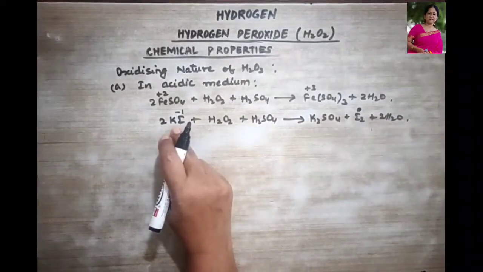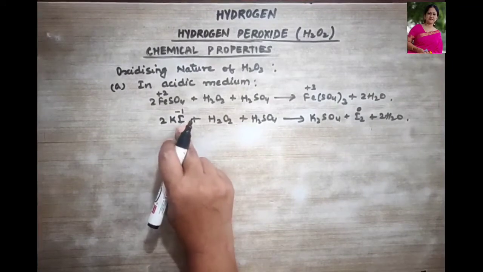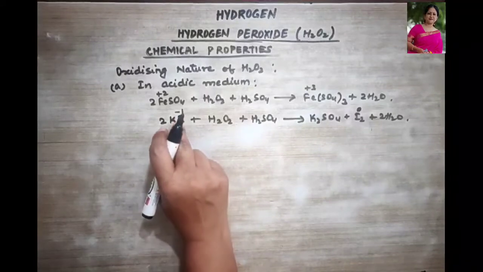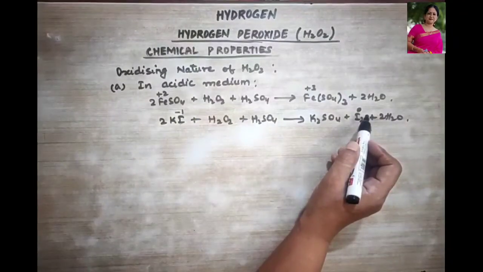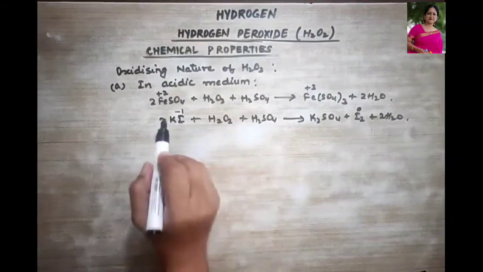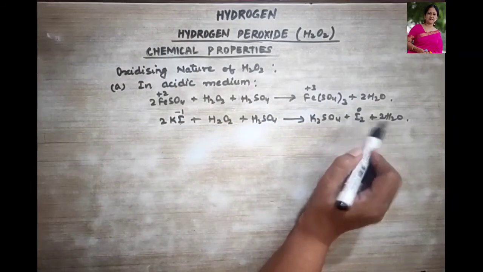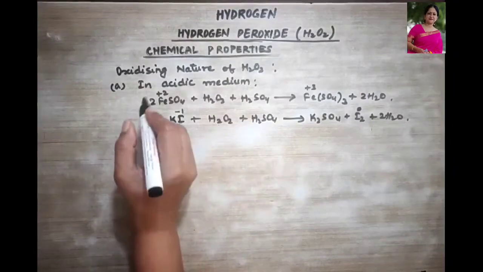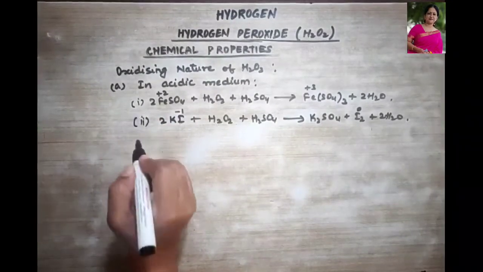So what has happened? From -1, it has increased to 0. The oxidation state of iodine has increased from -1 to 0. So we can say that hydrogen peroxide oxidizes potassium iodide to iodine. Followed? I hope this is clear. Another example could be, this is 1, this is 2.